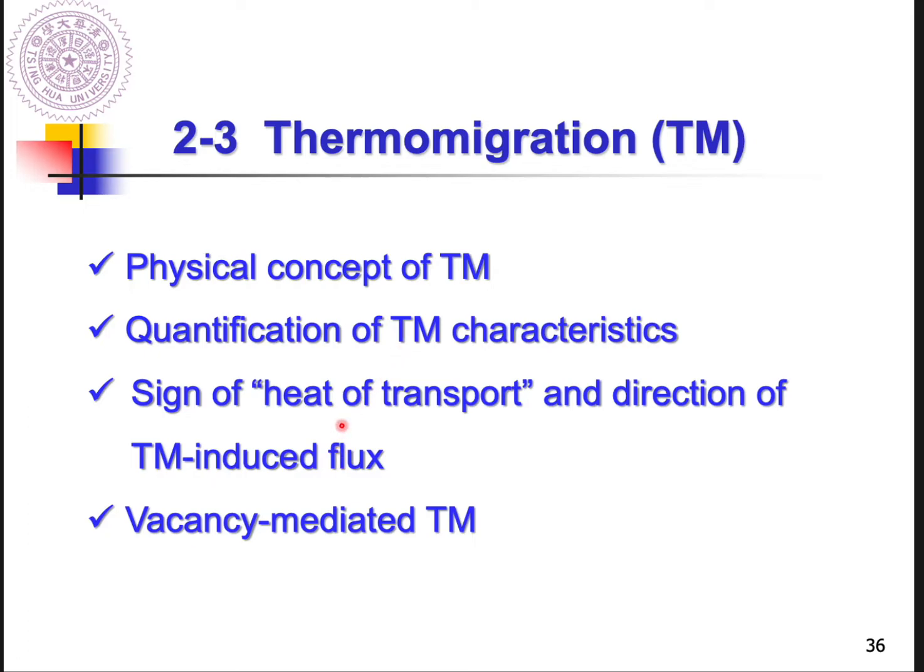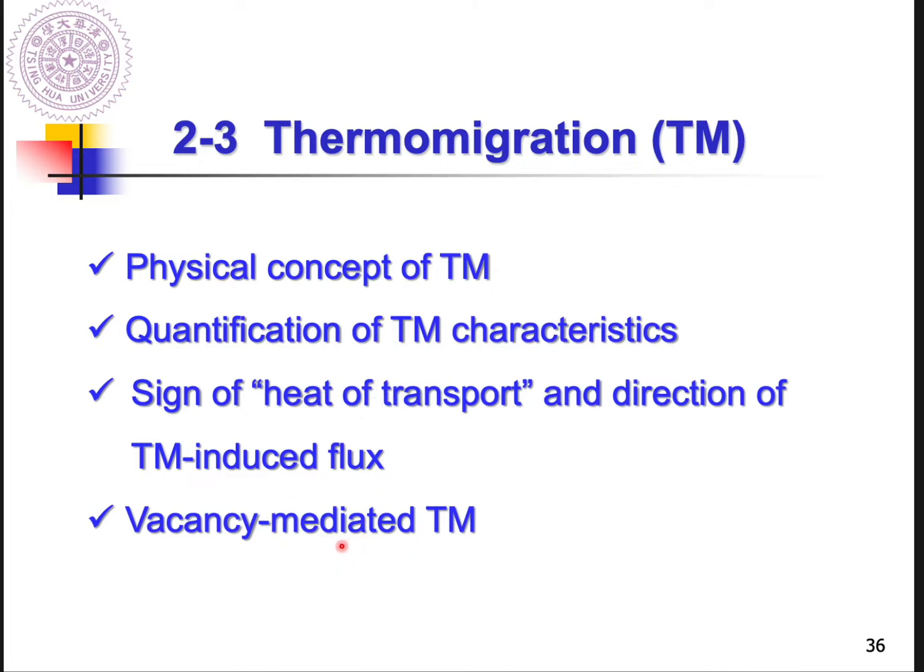And also, in electron migration, there's a beta, the value or the sign of beta indicates the moving direction, the direction of the moving species, right? And here we also have what we call the heat of transport, to give you some information about the direction of moving or diffusing species affected by this temperature gradient.